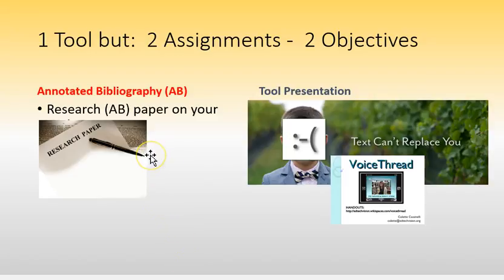As in many classes, we often have two objectives when we're moving through the class, and we try to relate things, but that can be confusing. So you have been assigned one tool or technique, but you will be using this for two different assignments. The first assignment is the annotated bibliography. That is a research paper that you do on your tool or technique. The other one is a presentation that you do in VoiceThread.